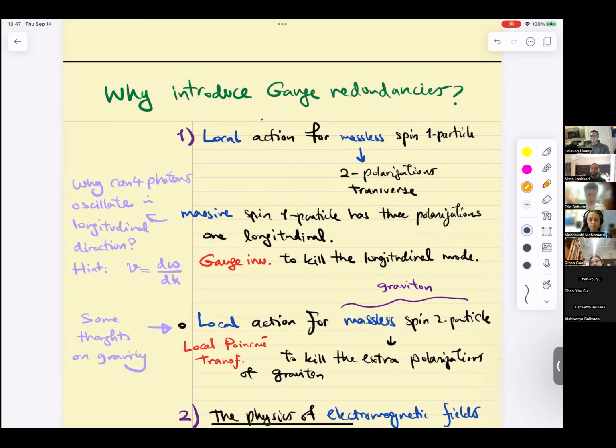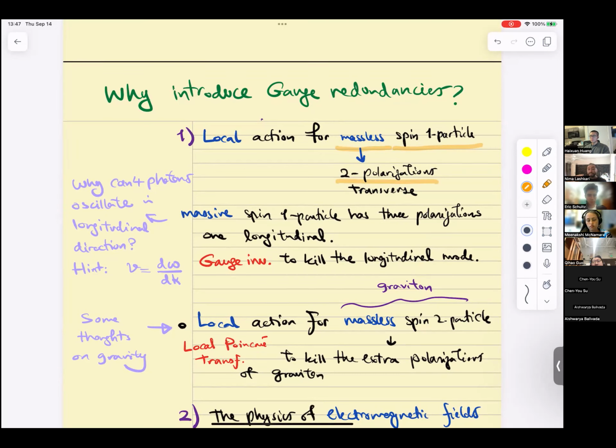So I want to summarize the reason with 2 points. The first one is what we are dealing with is a massless spin 1 particle. Photon is a spin 1 particle. That's massless. The fact that it's massless tells you that there are only 2 polarizations that are transverse.